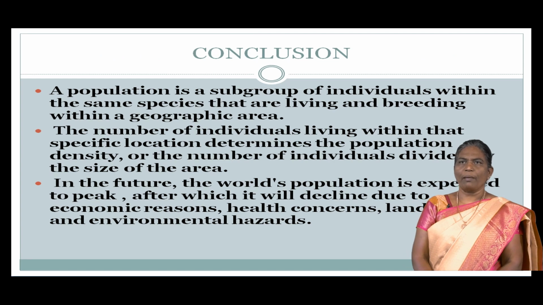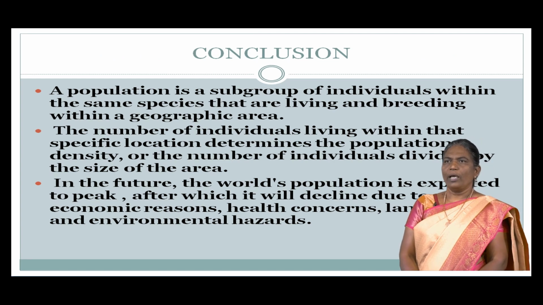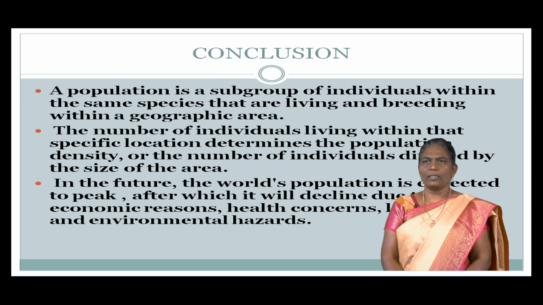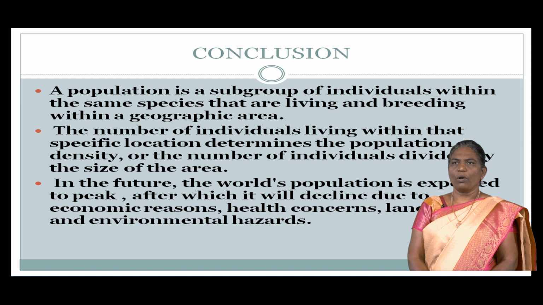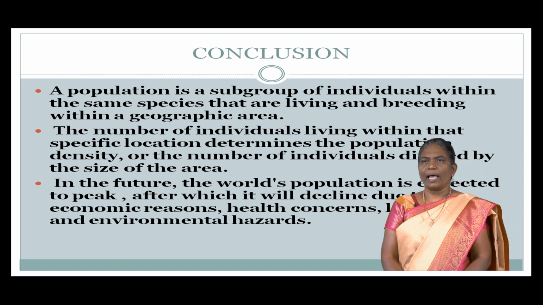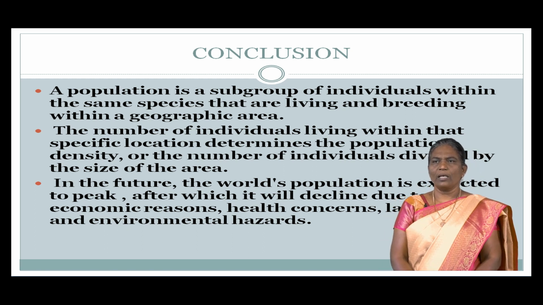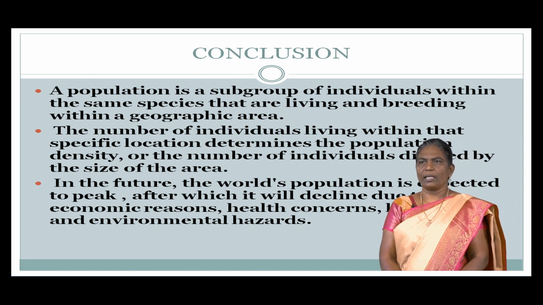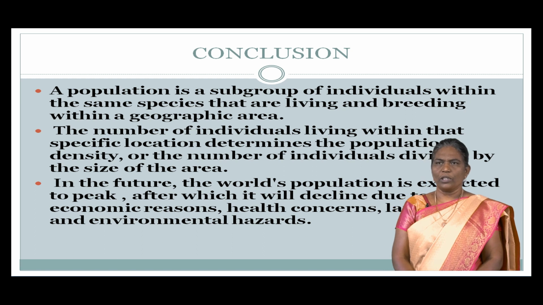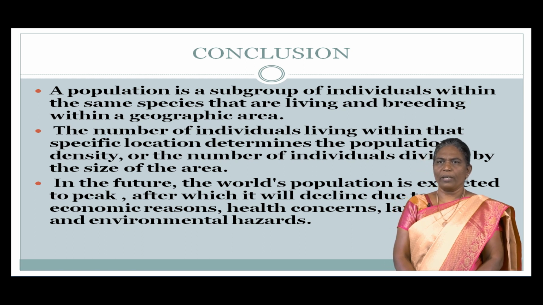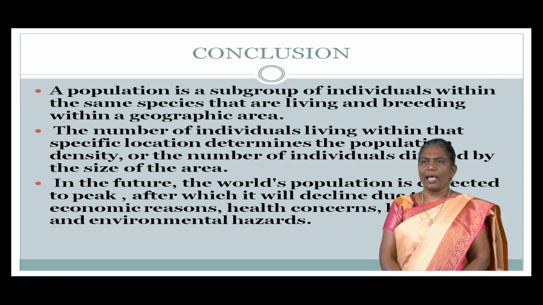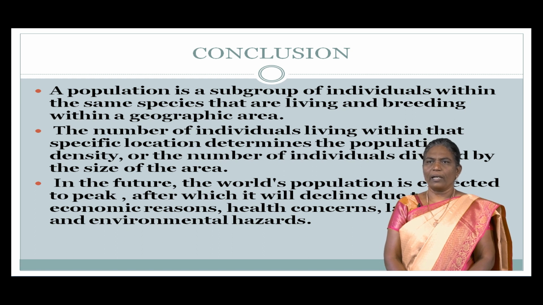To conclude, a population is a subgroup of individuals within the same species that are living and breeding within a geographic area. The number of individuals living within that specific location determines the population density, or the number of individuals divided by the size of the area. In the future, the world's population is expected to peak, after which it will decline due to economic reasons, health concerns, landslides, and environmental hazards.